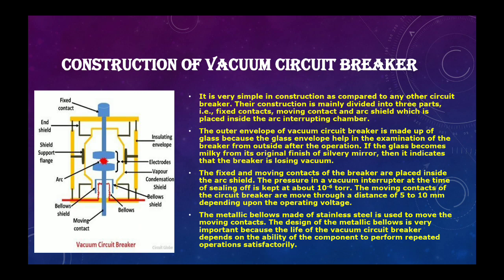The metallic bellows made of stainless steel is used to move the moving contacts, and it is connected with the relay coil. The design of the metallic bellows is very important because the life of the vacuum circuit breaker depends on the ability of the component to perform repeated operations satisfactorily. So, this is the construction of a vacuum circuit breaker.